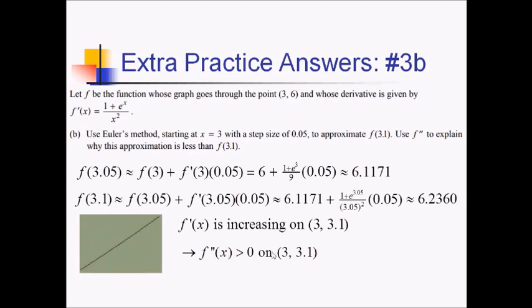And you can then use that to conclude whether we're over or under. If f double prime is positive, that means f is concave up, which means that our approximation here, 6.2360, is going to under-approximate the true value of f of 3.1.